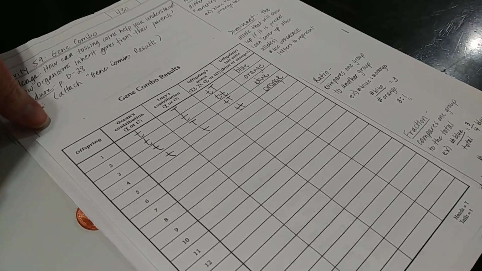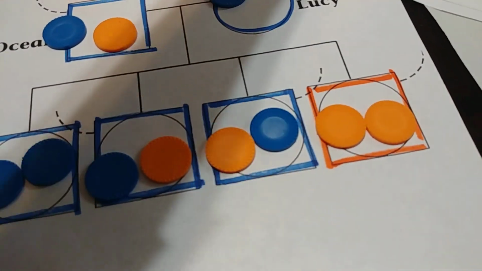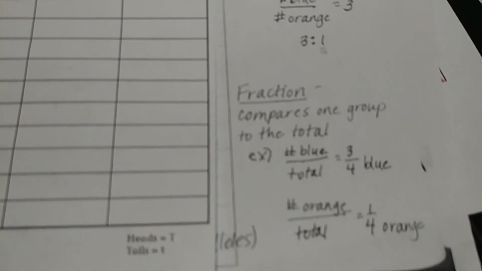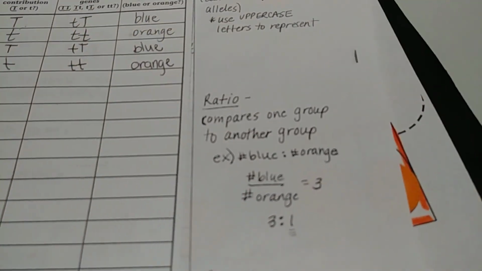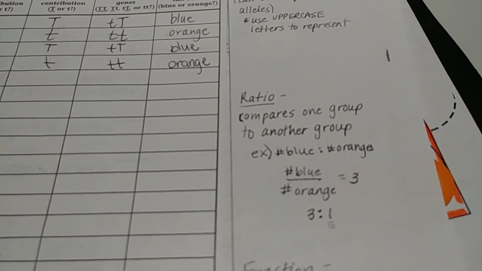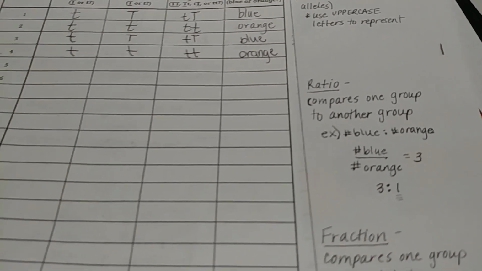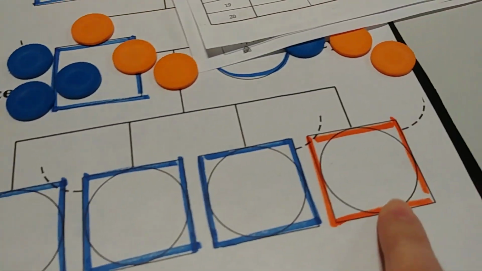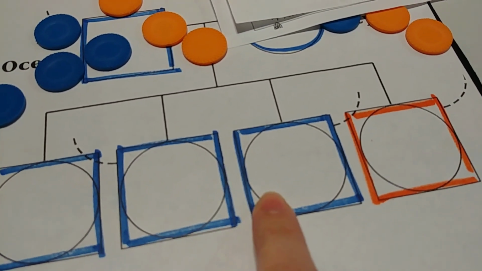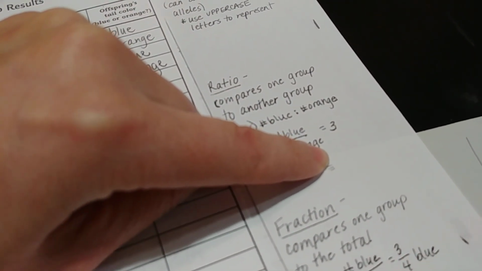One last little note just about ratios versus fractions. If we're talking about a ratio, we are comparing one group to another group. So I'm going to ask you to figure out ratios. It's just counting up how many blue you have compared to how many orange you have. Essentially, you're going to divide those two. So if I look at what I got in this activity, I have 3 blue and 1 orange. It's like taking 3 divided by 1, and I get 3. And then you just put your 3 to 1. That's a 3 to 1 ratio of how many blue parts per orange part.